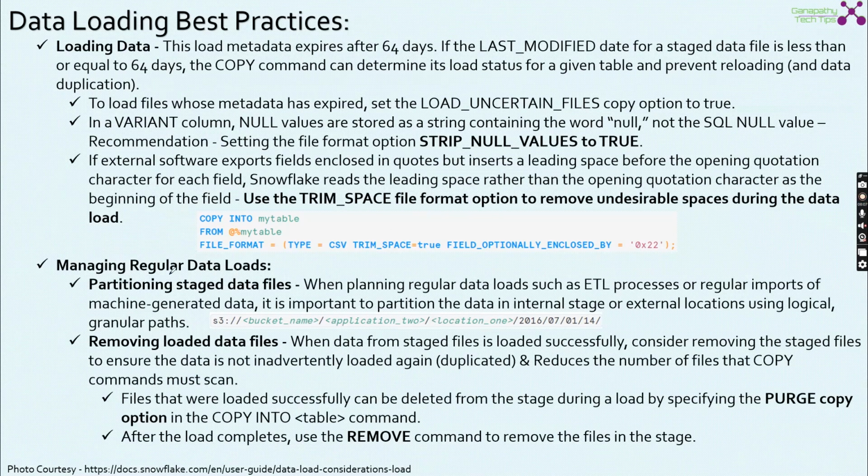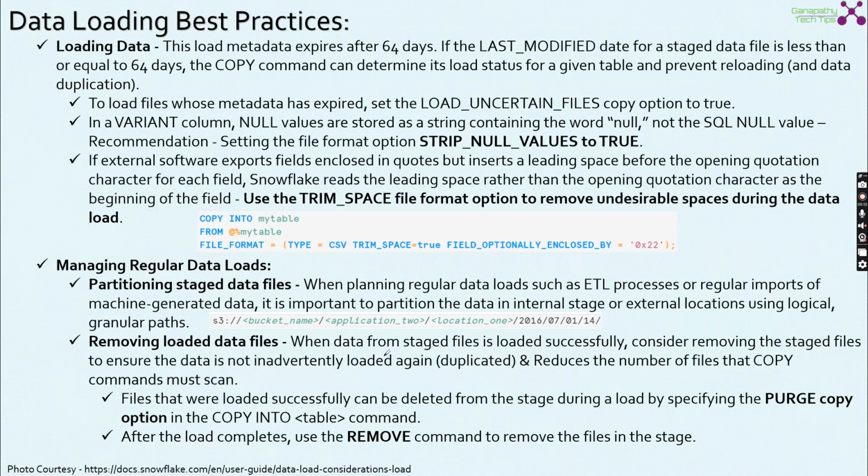Finally, we are discussing managing the regular data load. Say I am going to load the data in a regular way. What are all the options? The same one which we already discussed: partitioning the staging data files. It is the same thing we already discussed here, so I am not going to give more attention to it. Store the data in a properly partitioned way, as mentioned here: bucket name, application, location, and then with the date kind of a scenario.